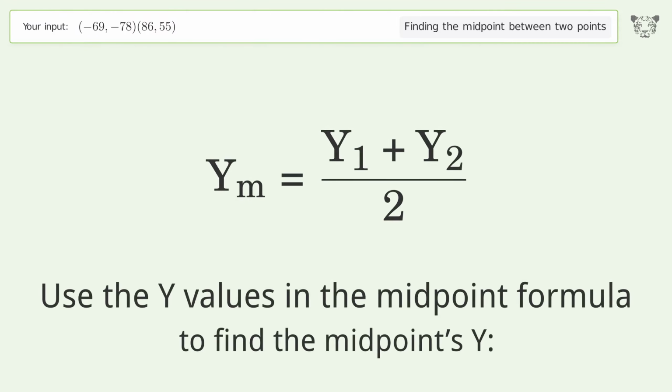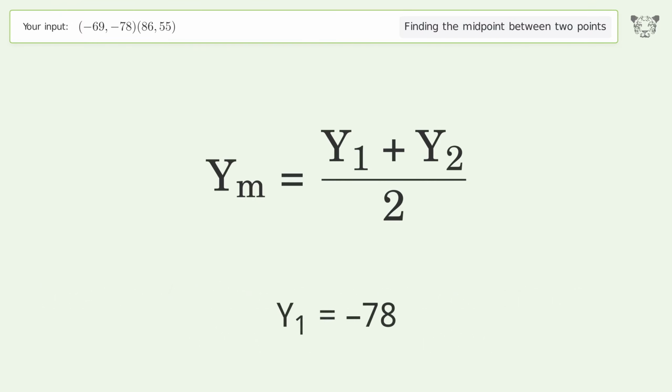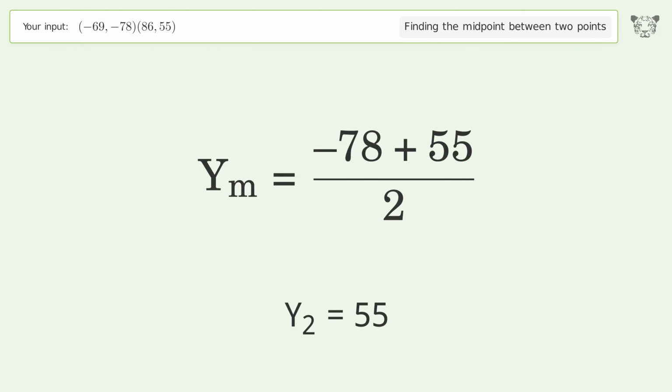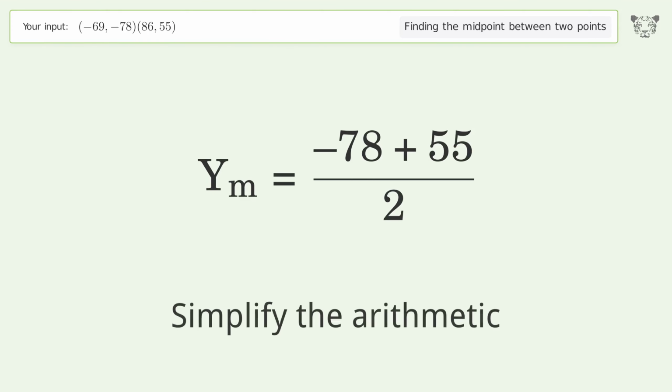Use the y values in the midpoint formula to find the midpoint's y. y1 equals negative 78. y2 equals 55. Simplify the arithmetic.